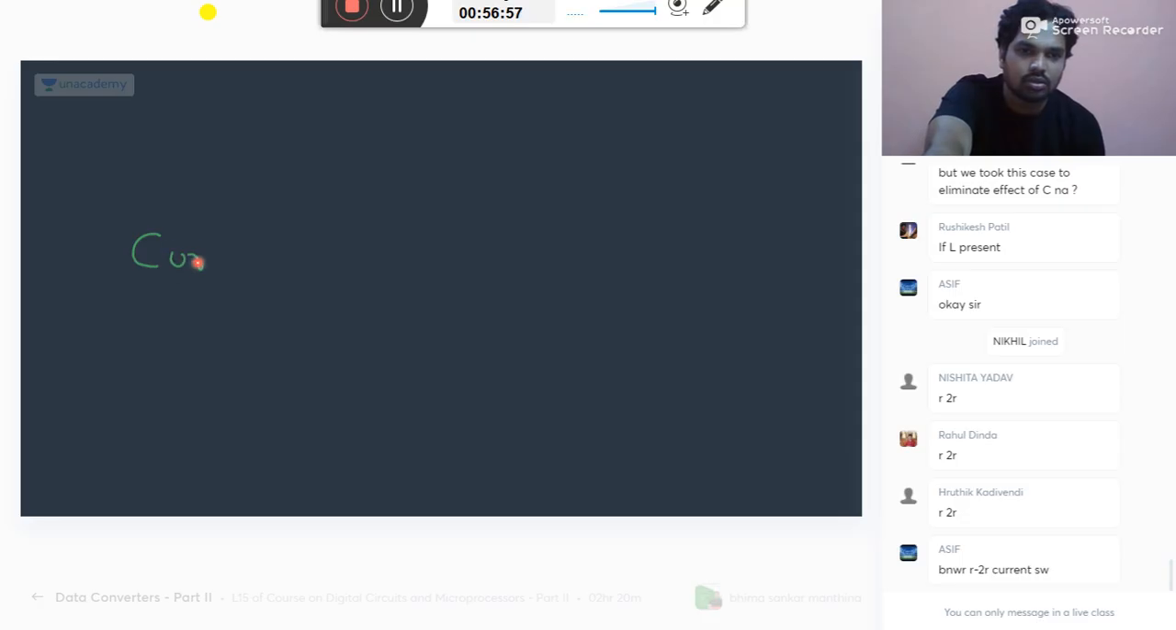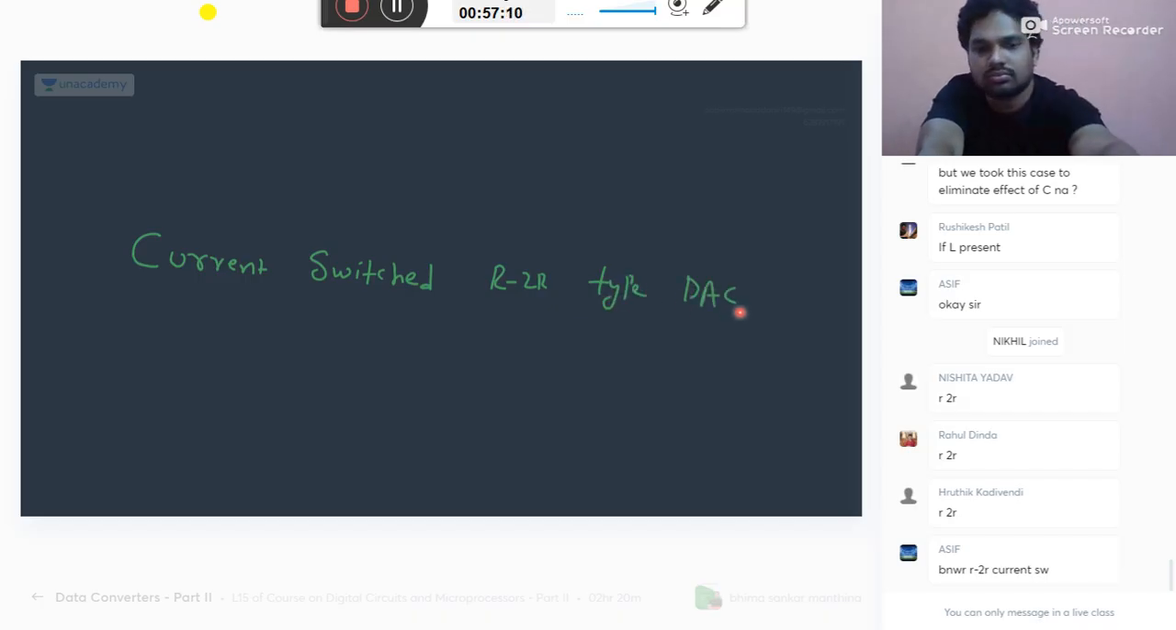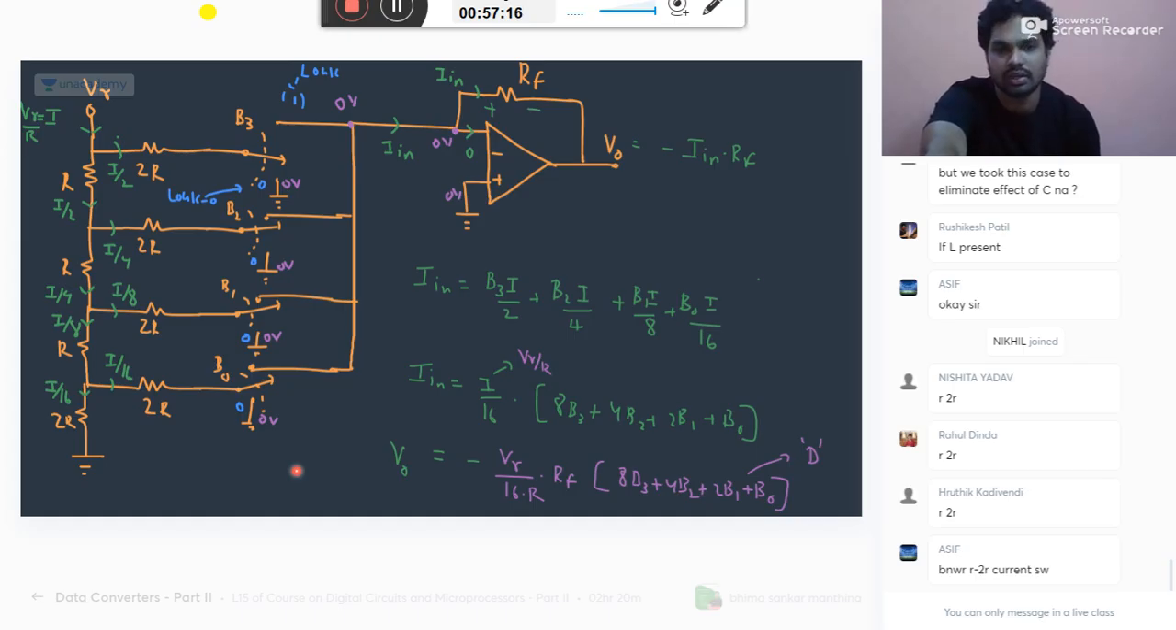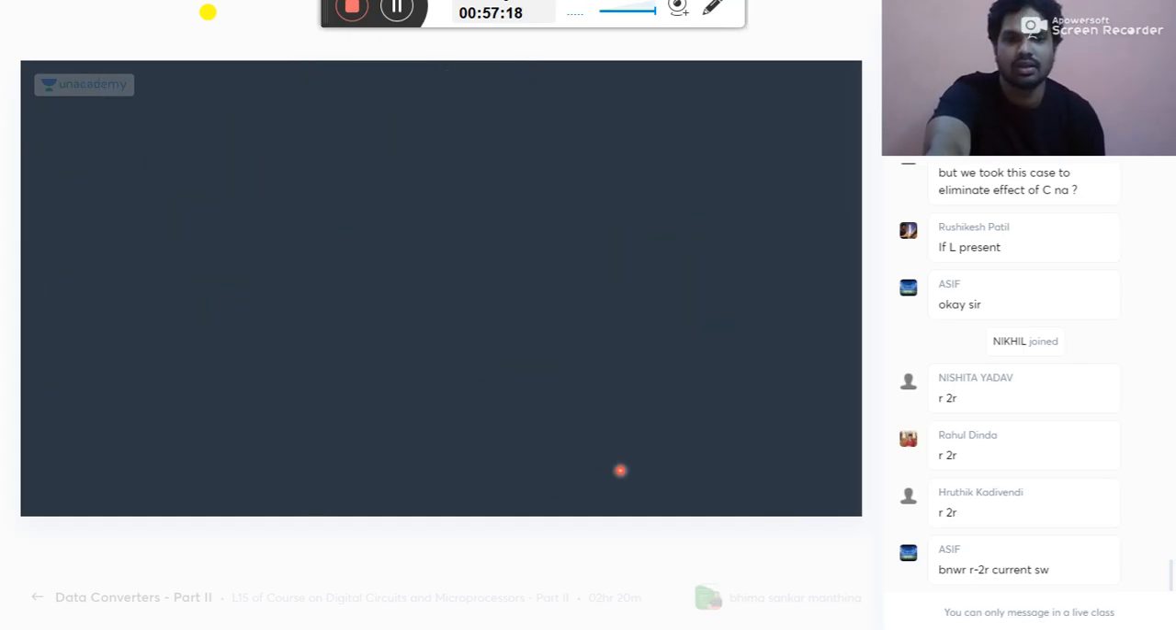Current switched R2R type DAC. Okay, this is your current switch R2R type DAC. Right, let's do one question.